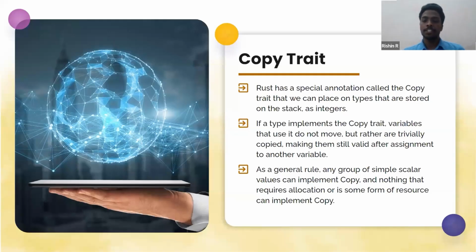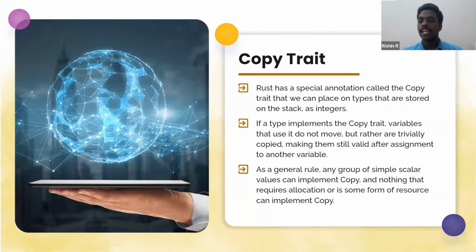Now, the Copy trait. You've discussed the Copy trait in the beginning of the session. Rust has a special annotation called the Copy trait, which we can place on types that are stored on the stack, for example integers. If a type implements the Copy trait, variables that use it do not move, but rather are trivially copied, making them still valid even after assignment to another variable.